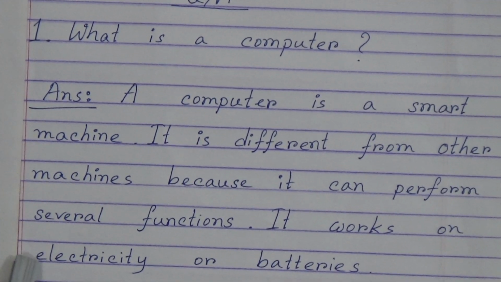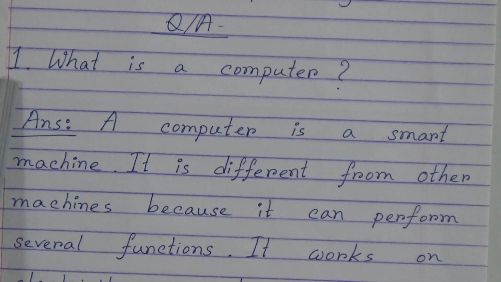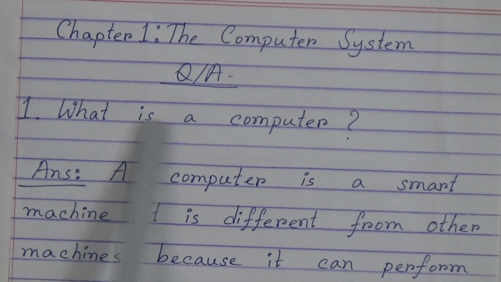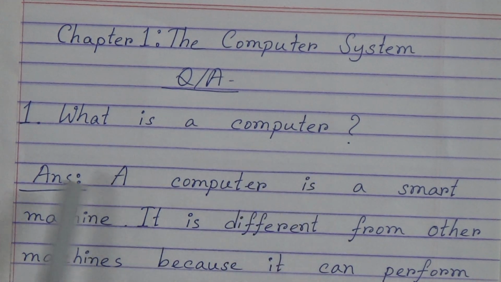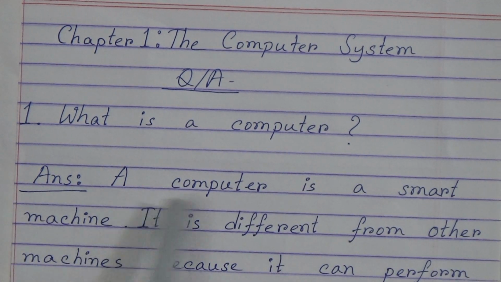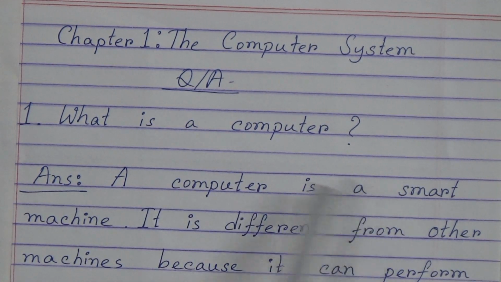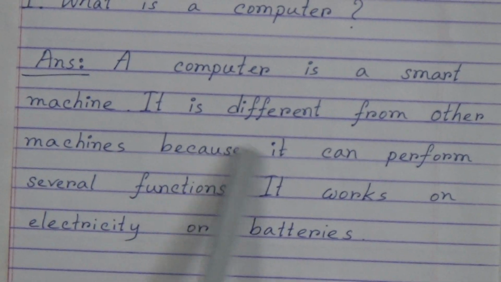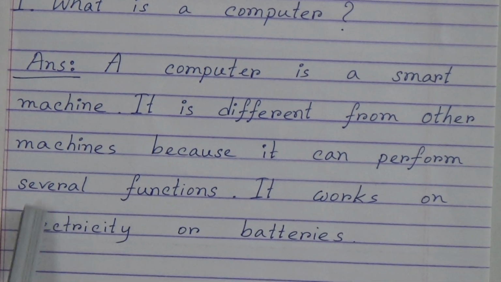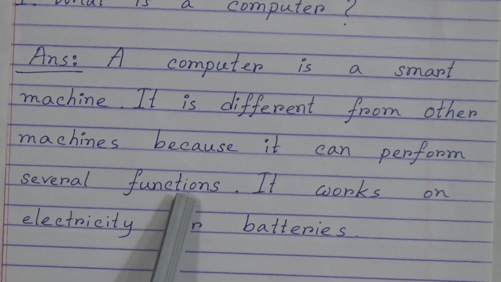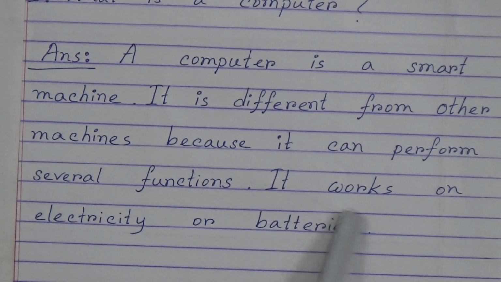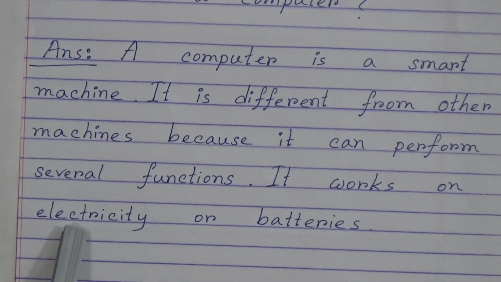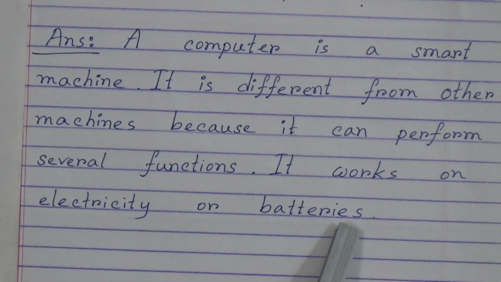Read with me again, students. Question number 1. What is a computer? Answer: a computer is a smart machine. It is different from other machines because it can perform several functions. It works on electricity or batteries.